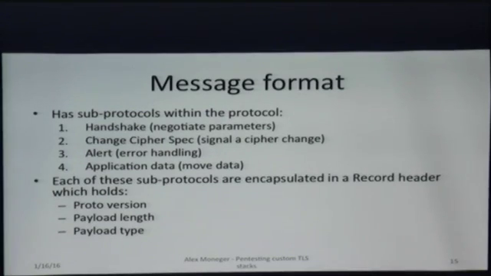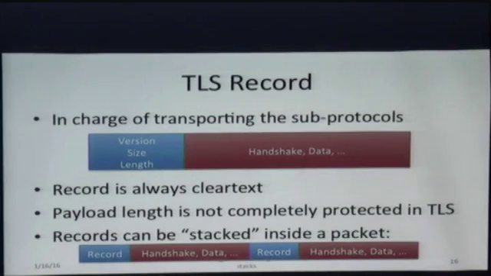And so the thing to remember is that each of these sub-protocols are encapsulated in what's called a record header, right? So the record header is just a really simple little blob. It's 5 bytes. It will tell you which TLS version you're using, the length of what's coming after it, and the payload type, so basically which sub-protocol follows. So, it looks really simple. It's in charge of transferring the sub-protocols. And it's always clear text, right? So you've always access to that record layer because you always need to know basically what sub-protocol comes in after. And it's always clear text.